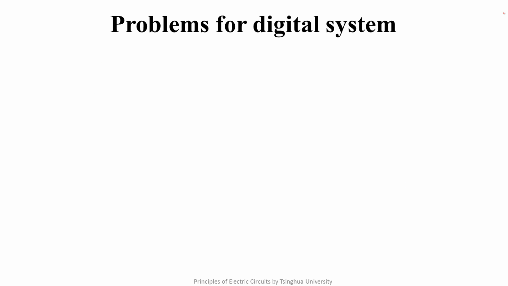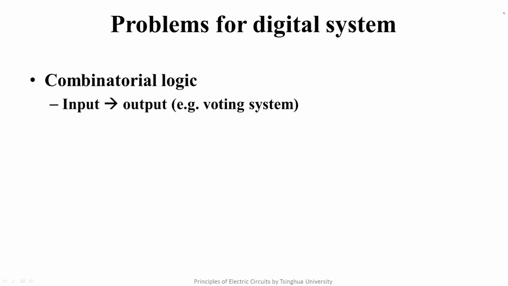Let's discuss the problems for the digital system after knowing its importance. The first one is the combinatorial logic, which means if we know all the inputs, we will know the output. The voting system is an example. There are 5 people voting for one thing. It can be done if it is approved by 3 or more people. We can use a combinatorial logic circuit to create such a system that can judge how many people vote for approval and provide the correct result.